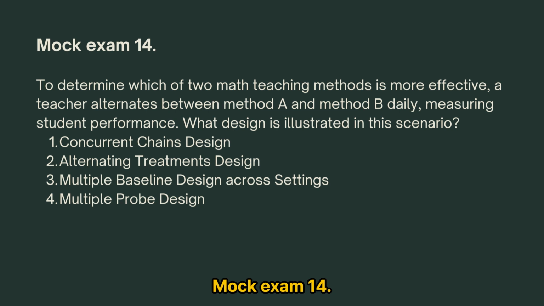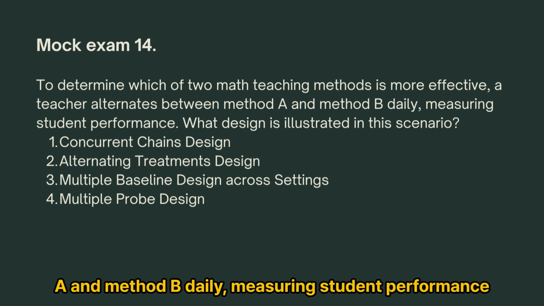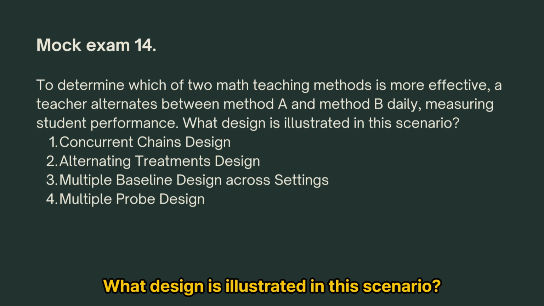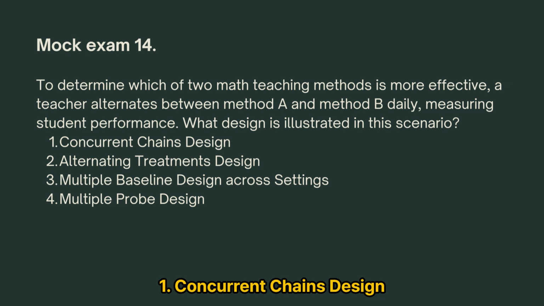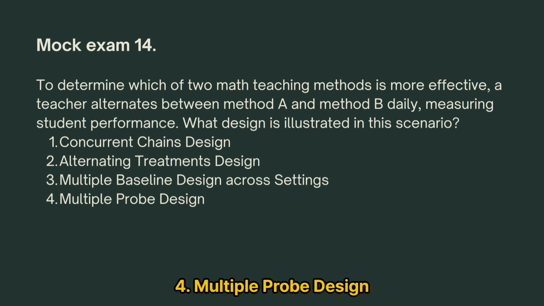Mock exam 14. To determine which of 2 math teaching methods is more effective, a teacher alternates between method A and method B daily, measuring student performance. What design is illustrated in this scenario? 1. Concurrent chains design. 2. Alternating treatments design. 3. Multiple baseline design across settings. 4. Multiple probe design.